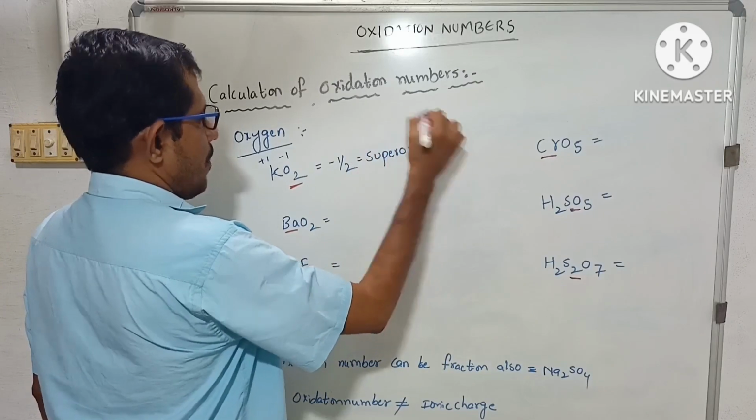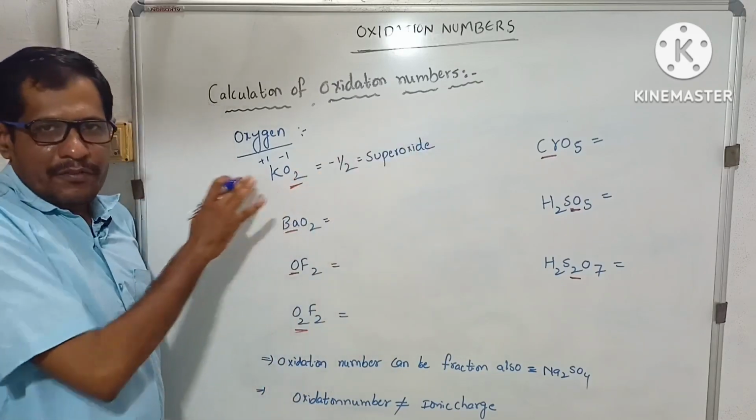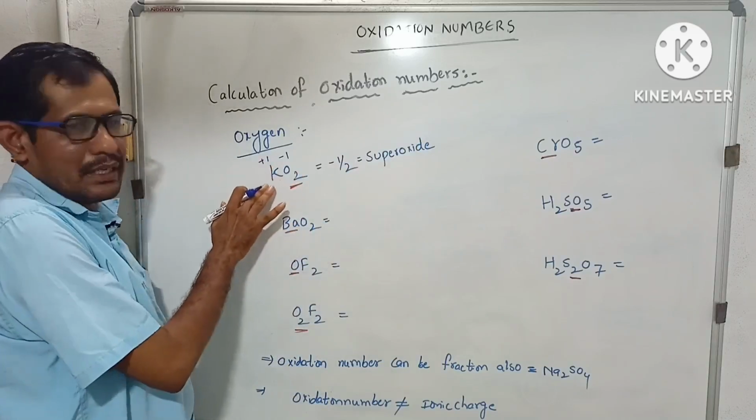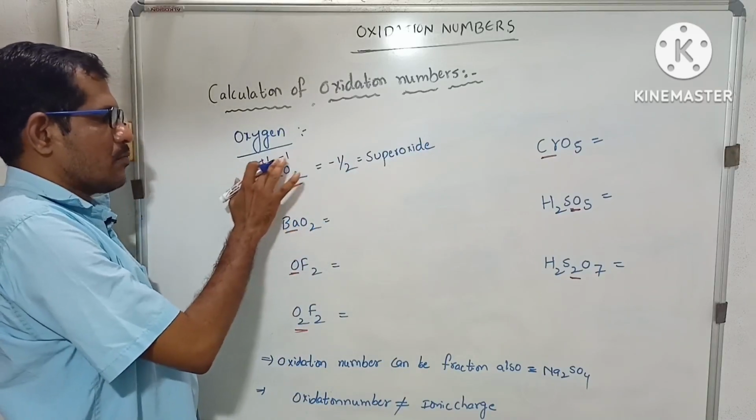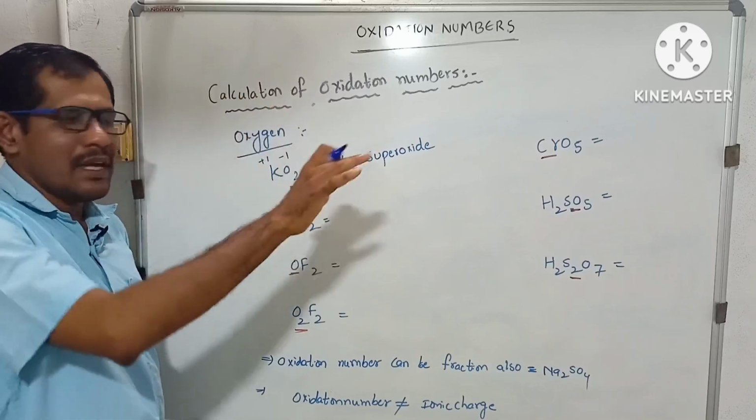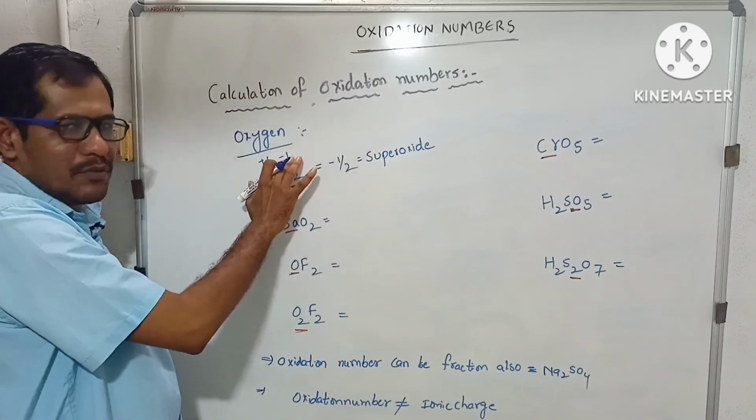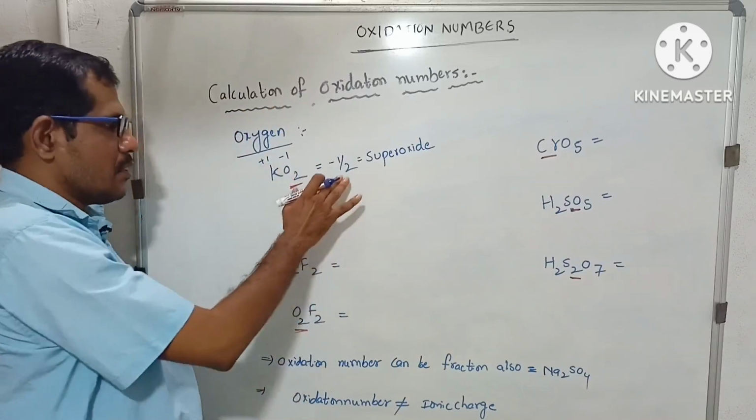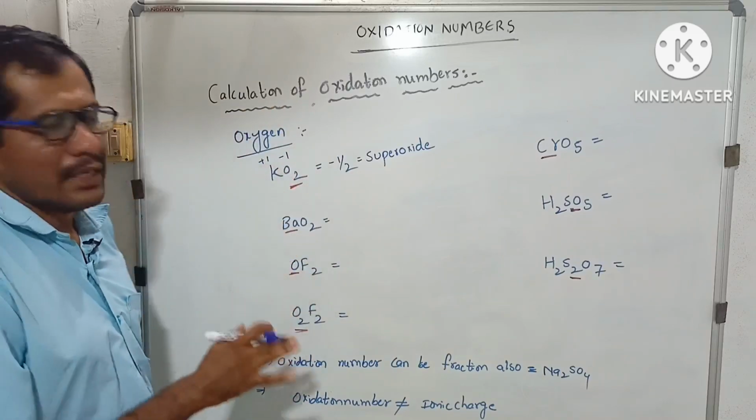Minus 1 by 2. So this is called superoxide, right? I repeat, for first group elements the oxidation state is always plus 1. So for potassium it is plus 1 here. For oxygen, minus 1 will come to make the molecule whole as neutral. For 2 oxygens minus 1, for each oxygen it is minus 1 by 2. So it is superoxide, right?